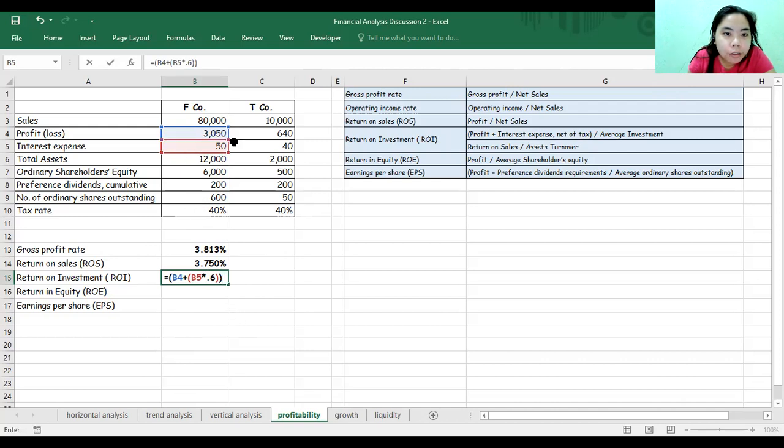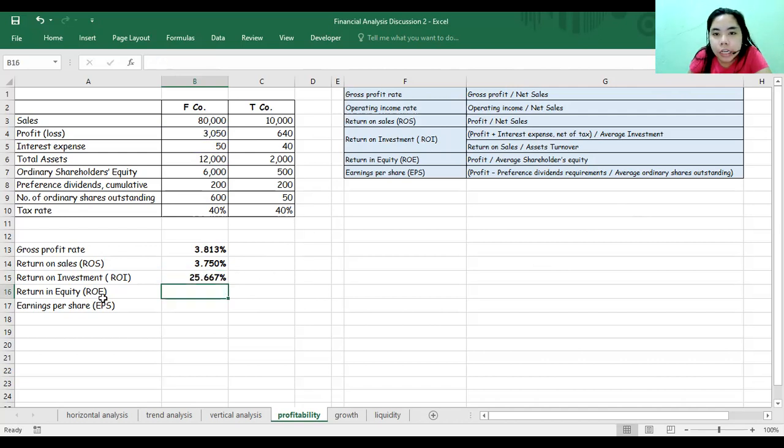Kay 50, if we put it, this is gross of tax. It has not yet been reduced by tax. So if you deduct tax of 40%, what remains is 60%. That is why we multiply it by 0.6. Okay? Then divided by average investment. Average investment is the total assets. So our return on investment is 25.67%.